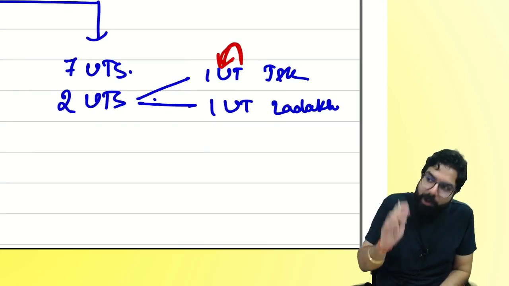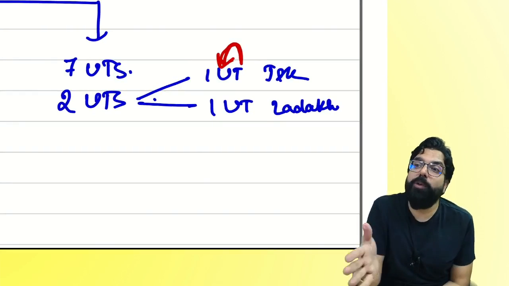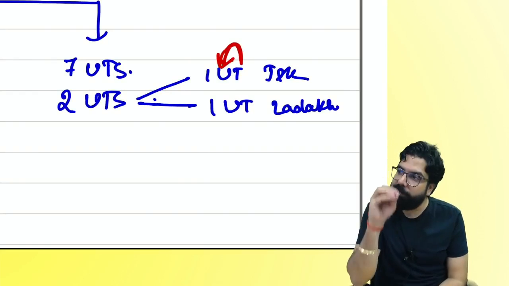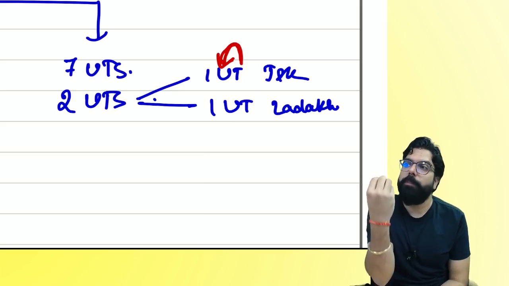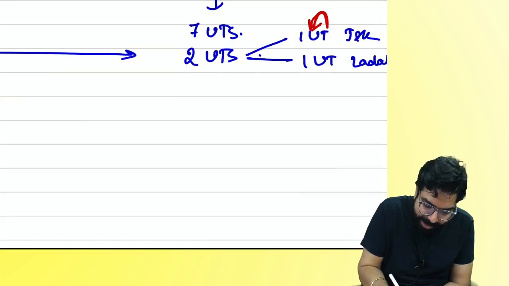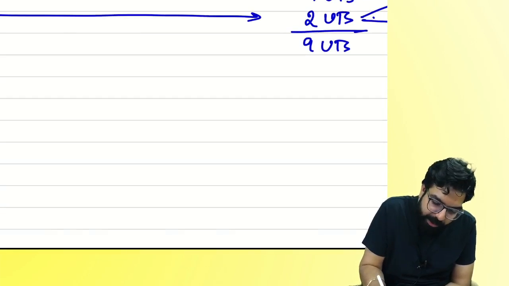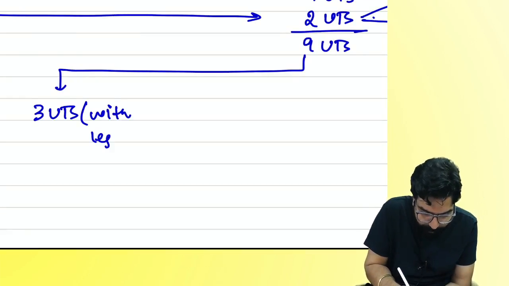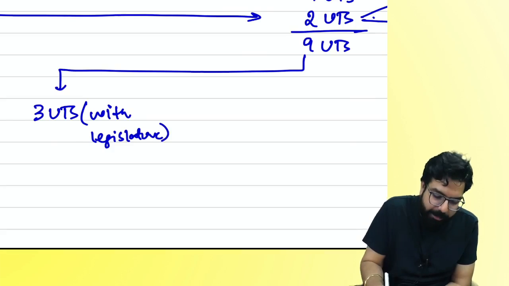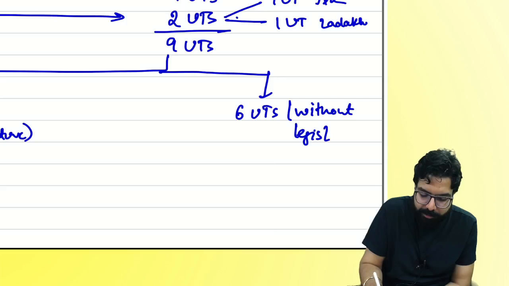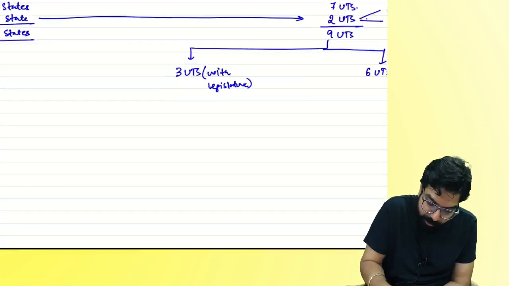Okay? Now UTs are of two types. One is UTs with legislature, one is UTs without legislature. With legislature means they have their own state legislature, they have their own chief minister. For example, Delhi. Are we clear? And in India, of 9 UTs, there are 3 UTs with legislature, and the remaining 6 UTs are without legislature.